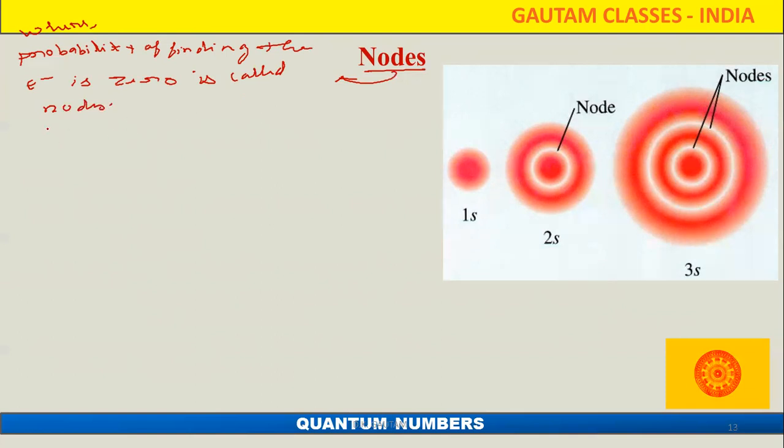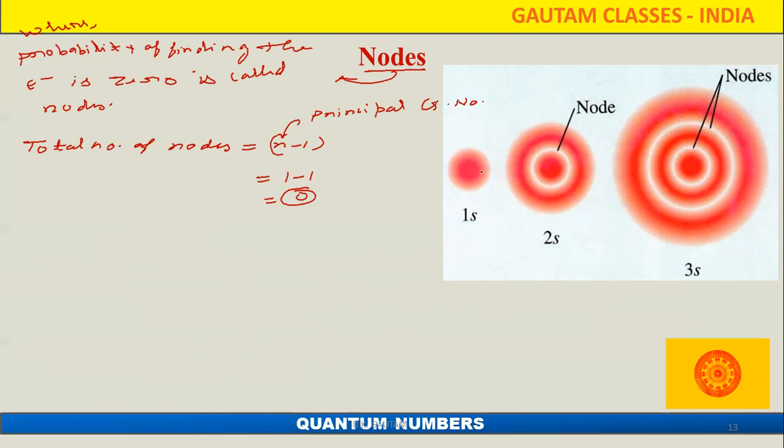So what is the formula for finding the total number of nodes? Total number of nodes is equal to n minus 1, where n is the principal quantum number. From this diagram, you can see that the 1s orbital has zero nodes. There is no node because 1 minus 1 is 0.